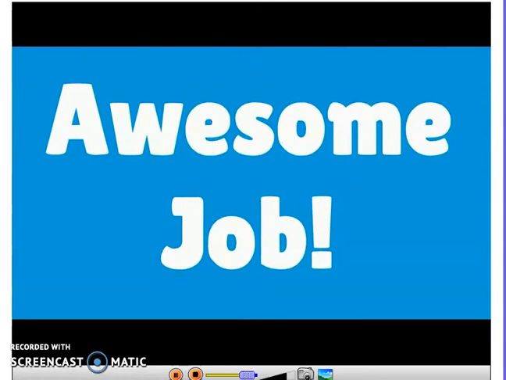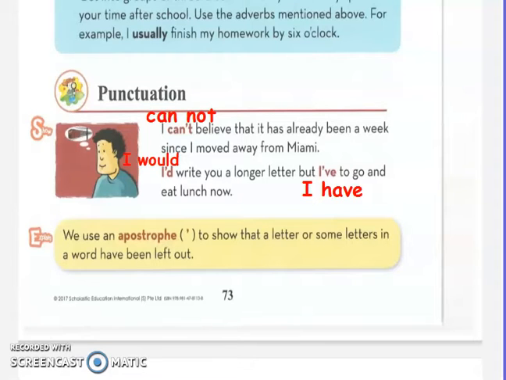Awesome job! Now, my students, open your course book, page number 73, punctuation. As we said, my students, the apostrophe is inserted in some words to show that there are letters missing. استخدم الapostrophe حتى نعرف إنه في أحرف مفقودة. ممكن يكون حرف أو حرفين أو أكثر.